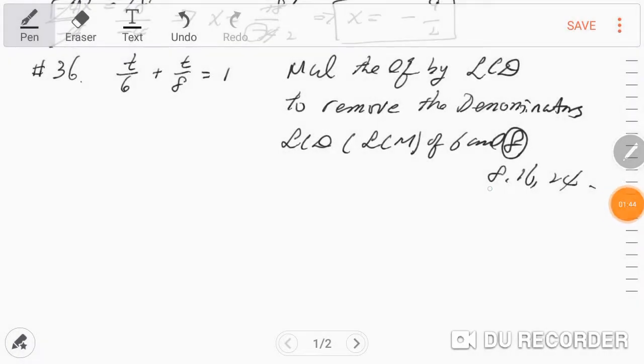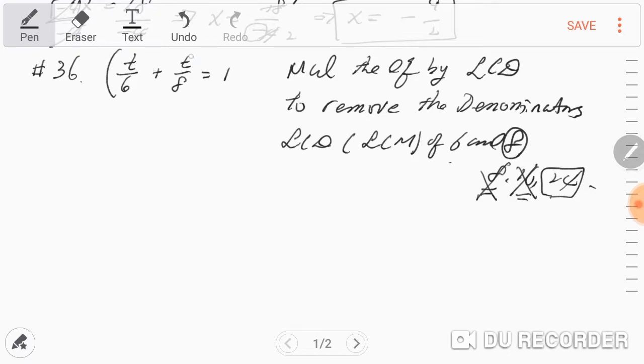Let's check if 8 is a multiple of 6. 8 is not a multiple of 6. Then let's check the next multiple of 8, which is 16. And 16 is not a multiple of 6. Then we have 24. Let's check whether 24 is a multiple of 6. 24 is a multiple of 6. So the least common multiple is 24. So let's multiply the equation by 24.